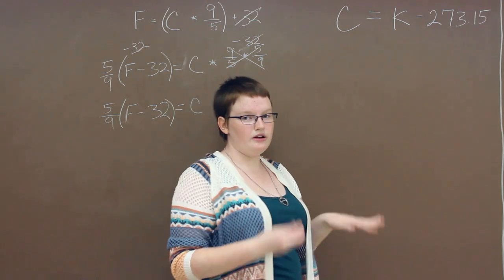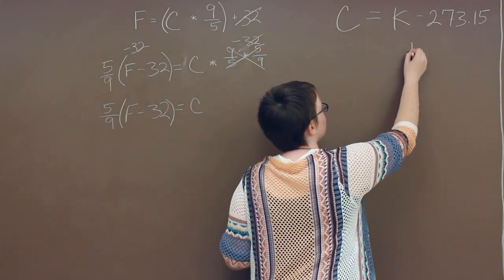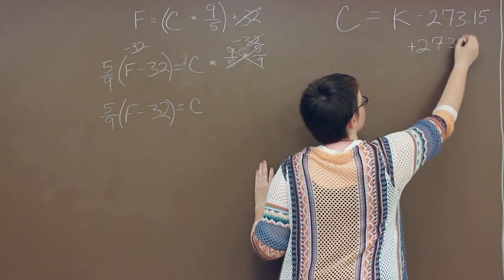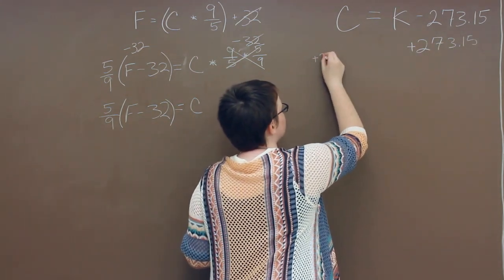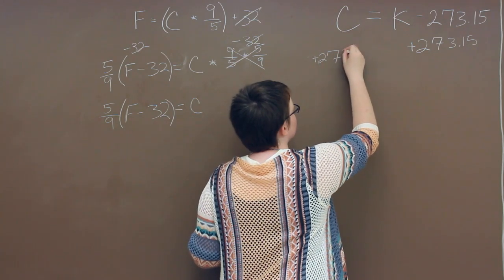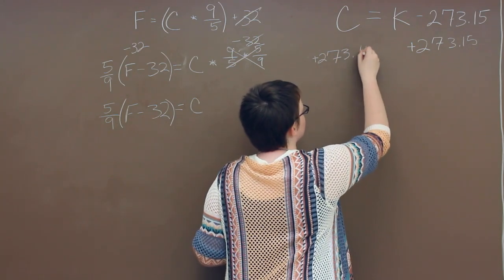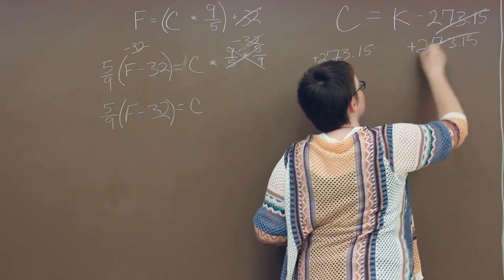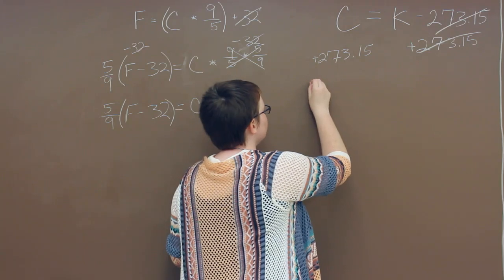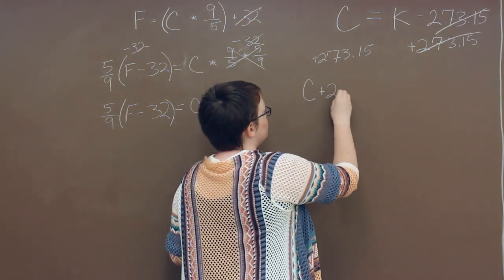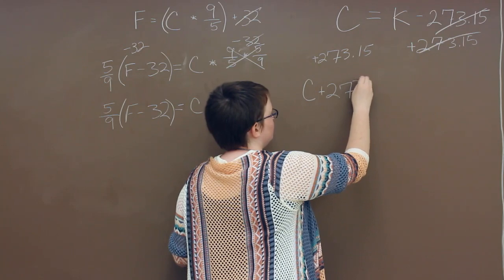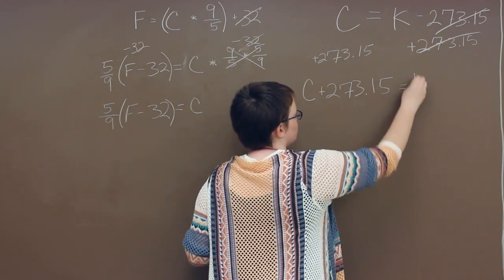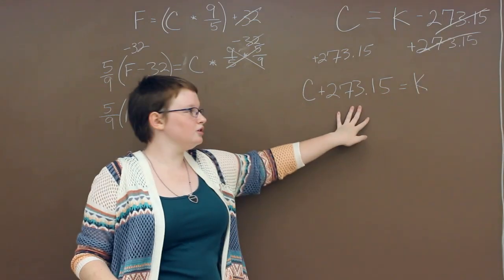Over here on this one, it's quite a bit more simple. You're just going to add 273.15 to both sides. Over on this side, that's going to cancel, and you'll be left with C plus 273.15 is equal to the temperature in Kelvin. So that's our final equation for that one.